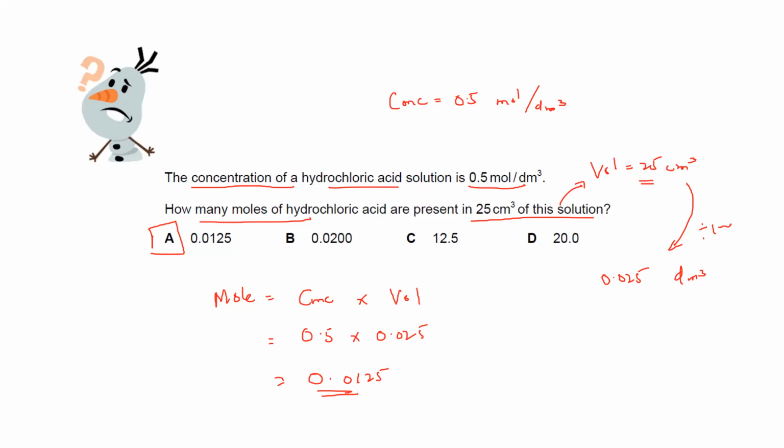Yes, you have to know that all the volumes should be in dm cube. So if the volume is in cm cube, to convert into dm cube, you have to divide by 1000. It's a unit conversion: whenever a volume is given in cm cube, all the volumes must be in decimeter cube. And to convert the centimeter cube into decimeter cube, you have to divide by 1000.